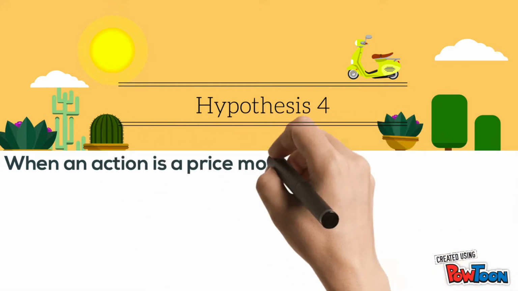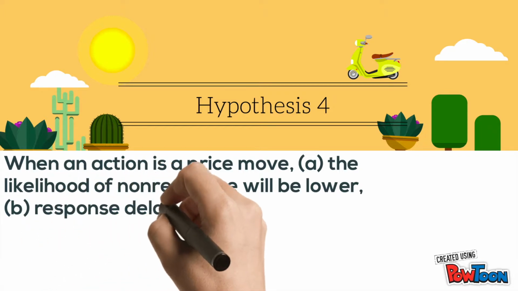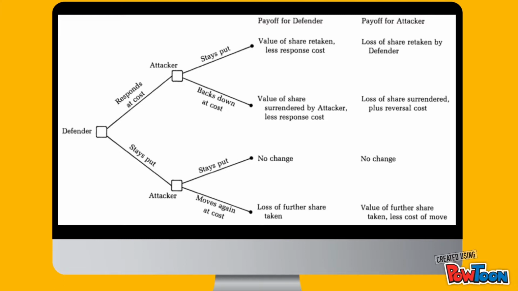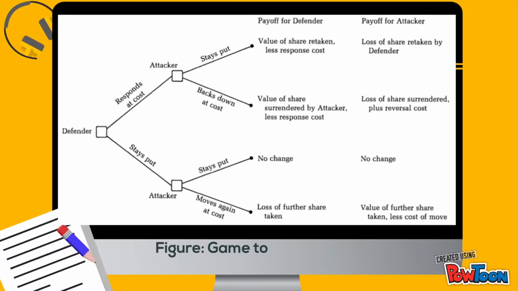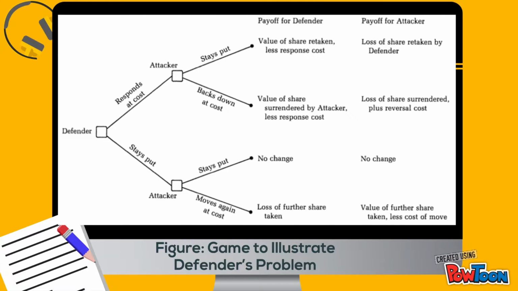Thus, Hypothesis 4 was developed: when an action is a price move, A. The likelihood of non-response will be lower. B. Response delay will be shorter. And C. The likelihood of a matching response will be greater than will be the case with other types of moves. In the framework of this game situation, 4 problems arise above that need to be addressed in studying and understanding competitive exchange in actual strategic situations.